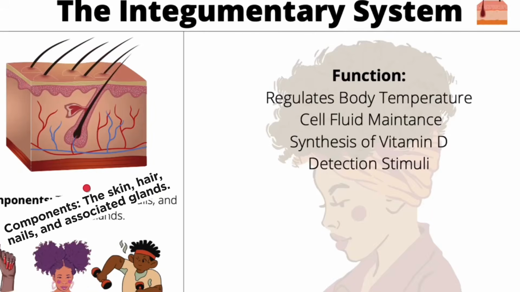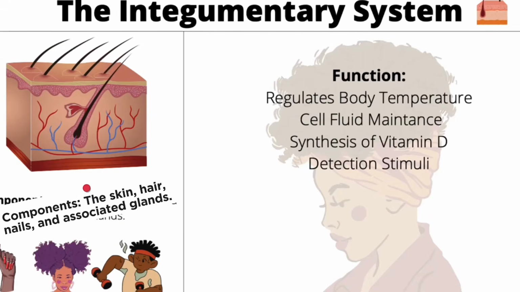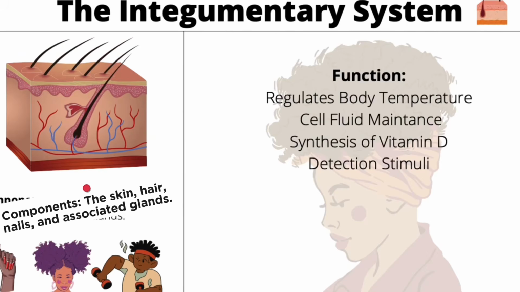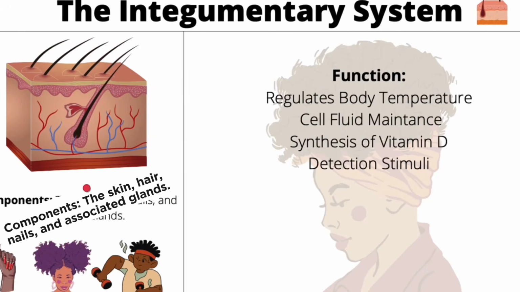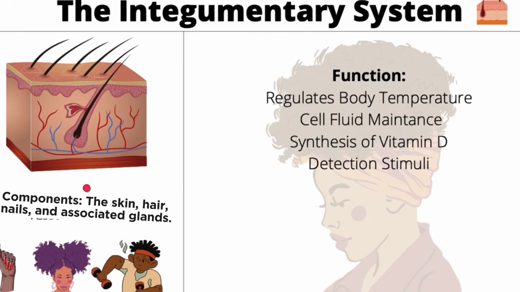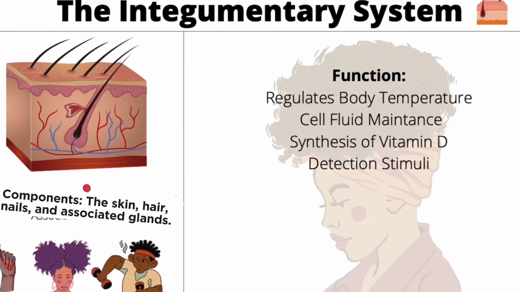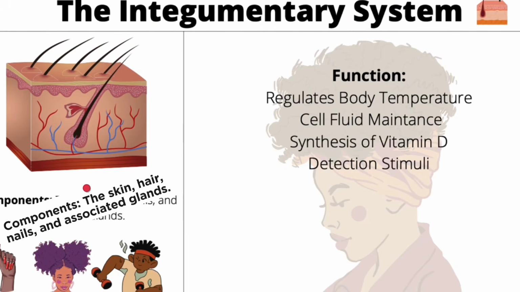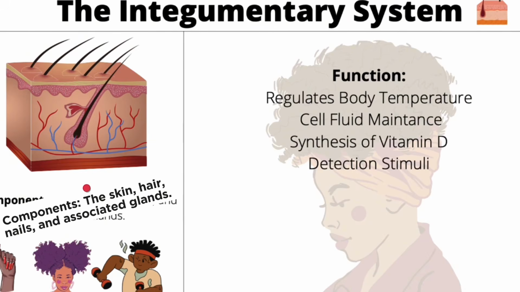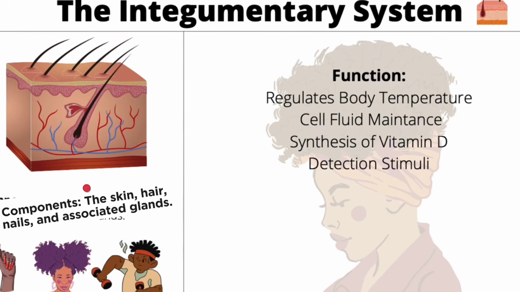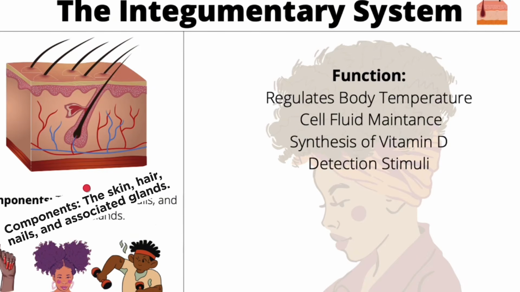This is composed of the skin, the hair, the nails, and associated glands, like our sweat glands. The skin is the largest organ in the human body, y'all, and its main function is to regulate body temperature and cell fluid maintenance. This is why we sweat, okay, through the eccrine sweat glands. It also makes vitamin D. That's why we go outside, to absorb the energy from the sun, because it helps us make vitamin D. Some scientists may argue that it actually just gives us vitamin D. But anyway, it also detects stimuli, and that's like your senses. Like when you feel something crawling on your skin, that is the function of your integumentary system.